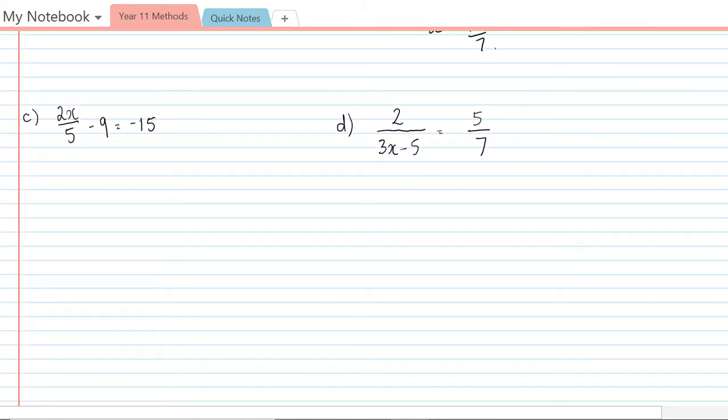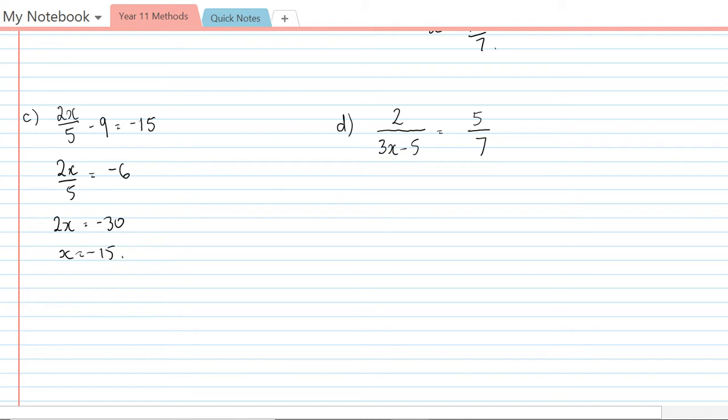Question C, it's a fairly straightforward one. I'm just going to go through using opposite operations. I'm going to add 9 to both sides to begin with. So 2x on 5 equals negative 6. I'm then going to multiply by 5. So 2x equals negative 30. Then I'm going to divide by 2. So x equals negative 15.